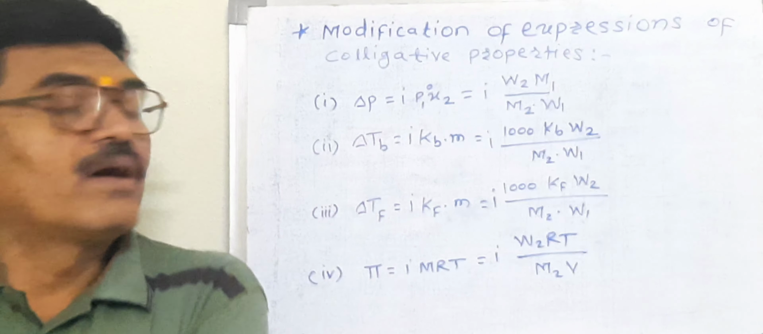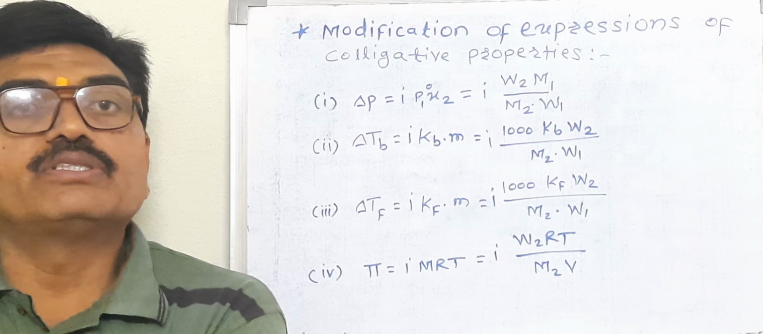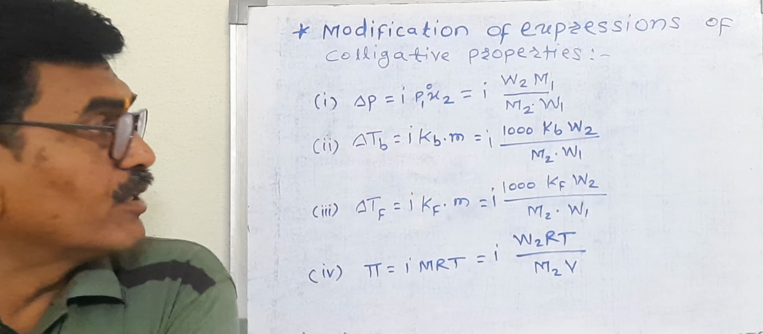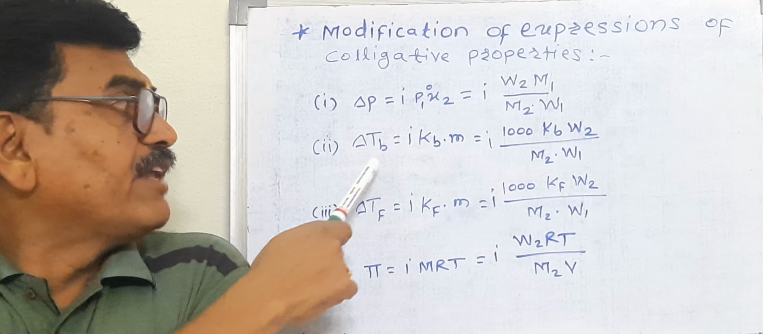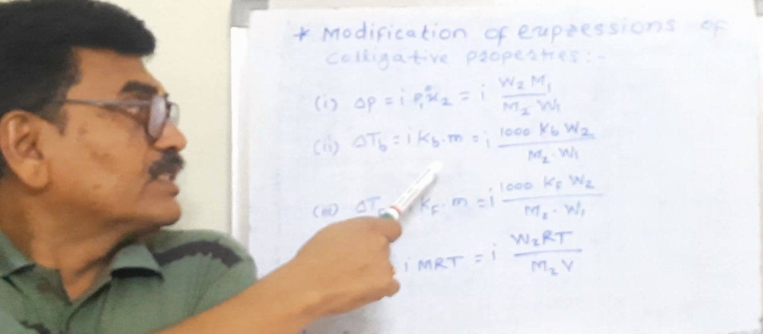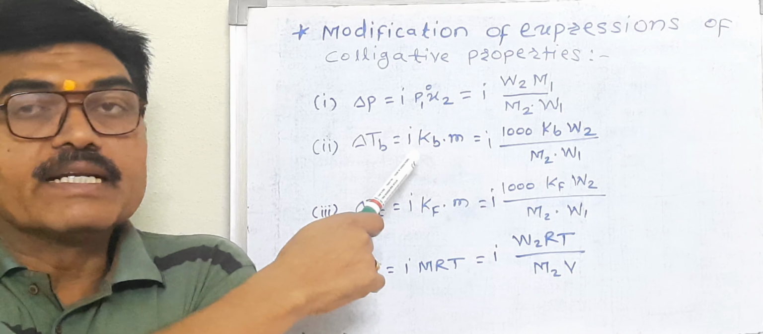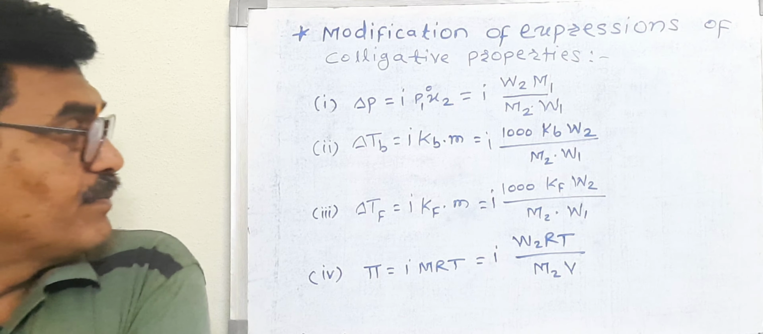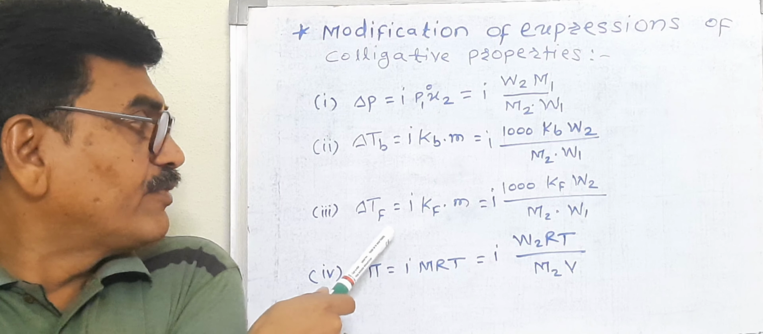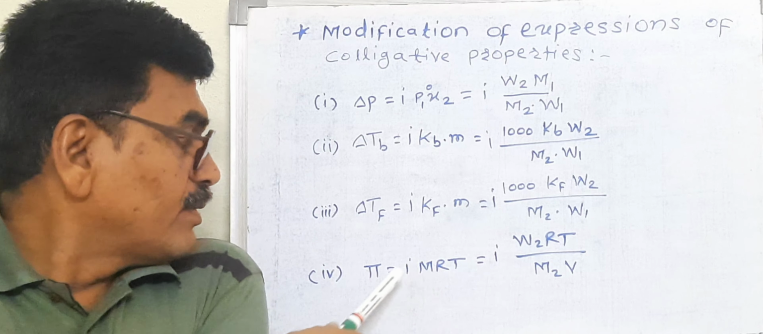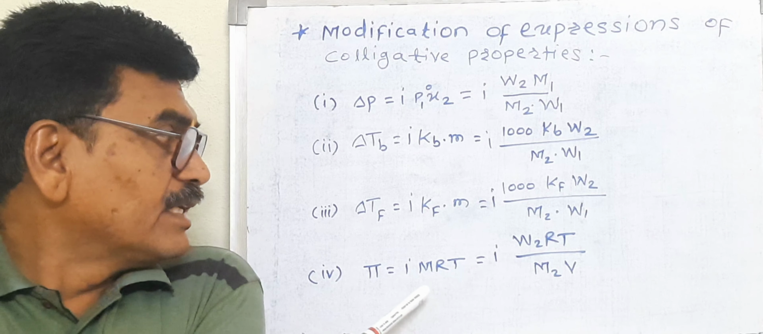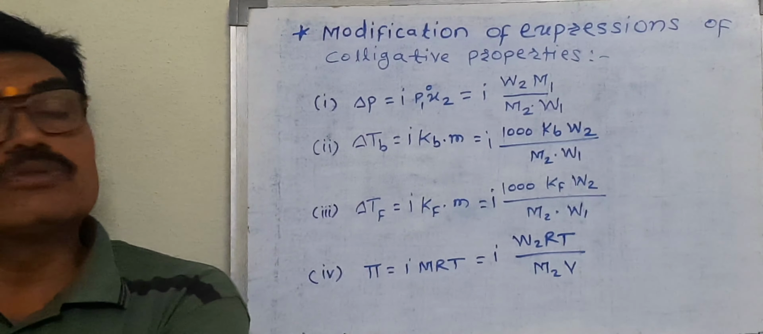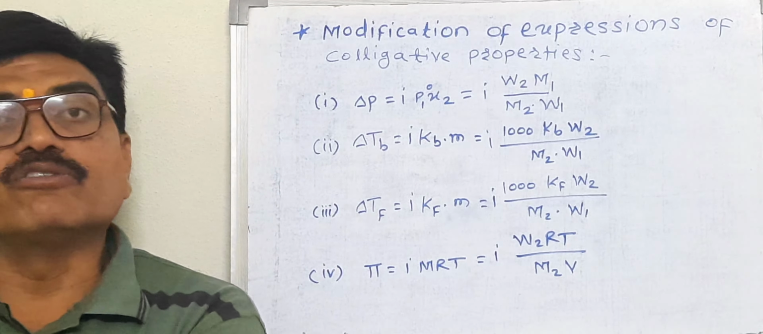For this, watch all the preceding videos to see how these equations are obtained for the lowering of vapor pressure, then for the elevation of boiling point. Similarly, just the Van't Hoff factor is added in the equation like this. There is no other change. Then similarly for the depression in freezing point, and for the osmotic pressure the equation becomes like this. We have to use all these equations at the time of solving numericals.